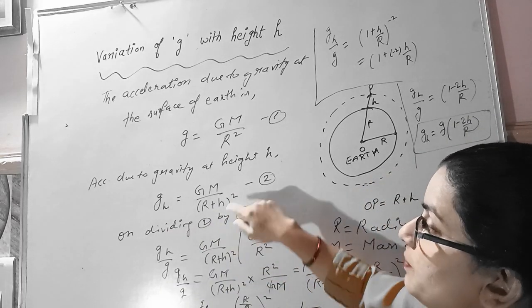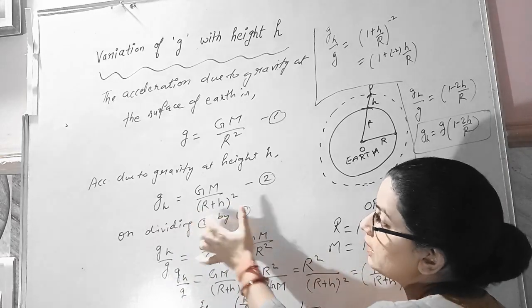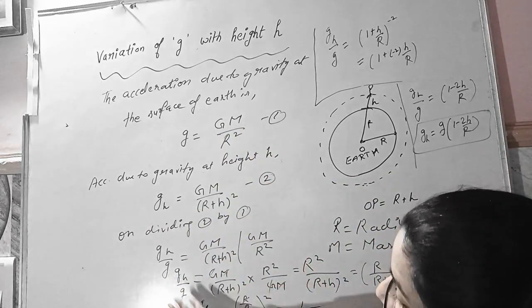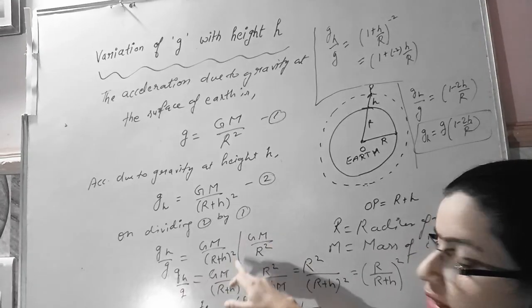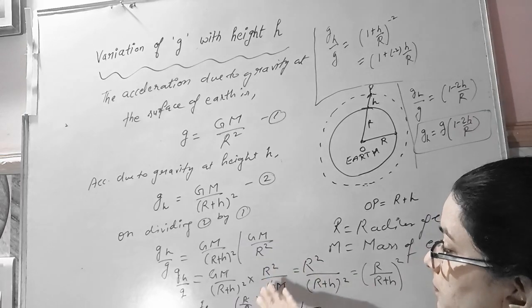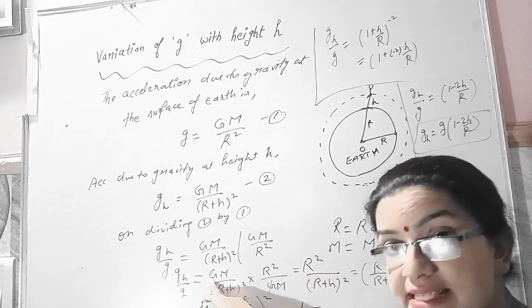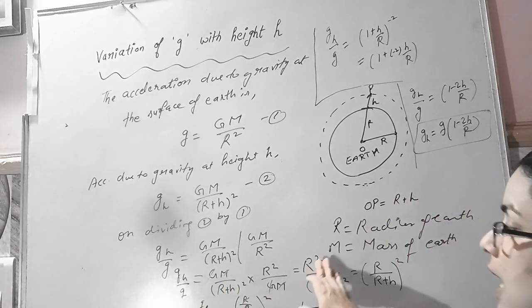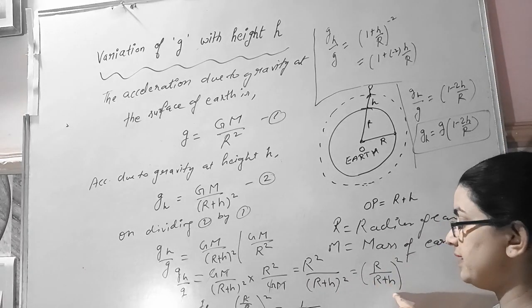Now when we divide expression 2 by expression 1, we will say that gh by g is equal to this thing upon GM by R square. It will look like this. Now here gh by g is equal to GM by (R plus h) whole square into, because it was upon, the reciprocal, R square upon GM. Capital G and capital G will cancel out. Capital M and capital M will also cancel out. So I am left with R square upon (R plus h) whole square. That is equal to (R by R plus h) square.